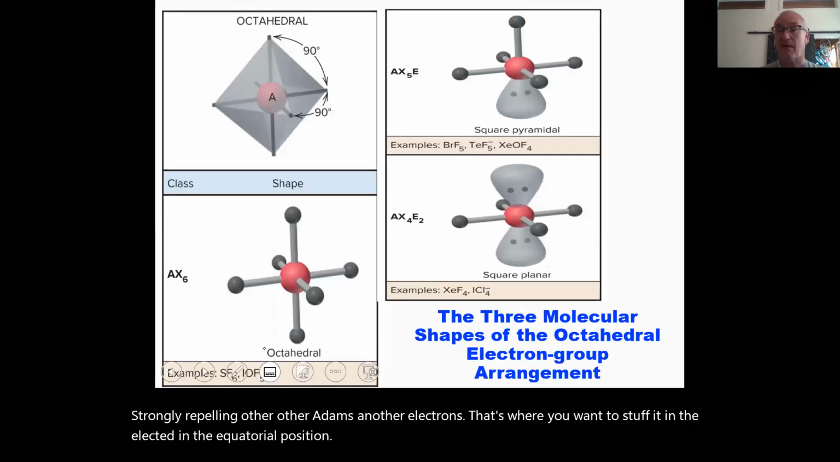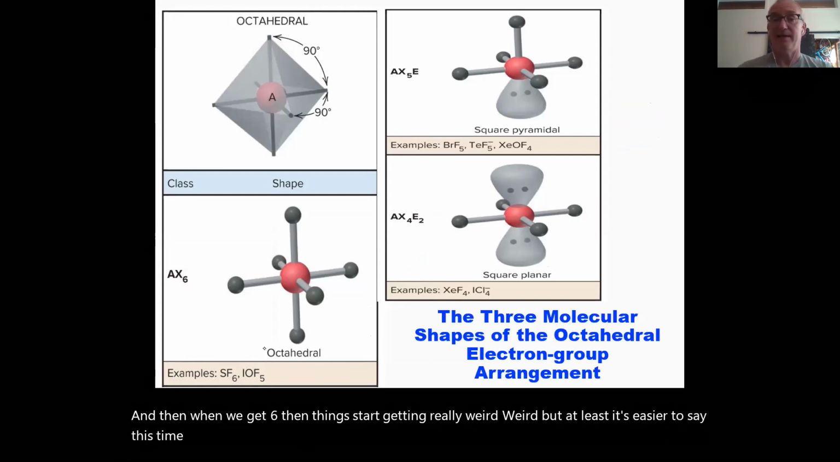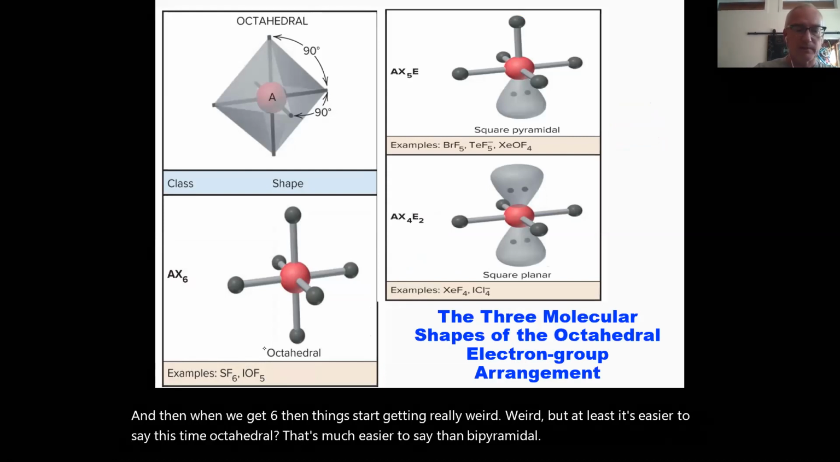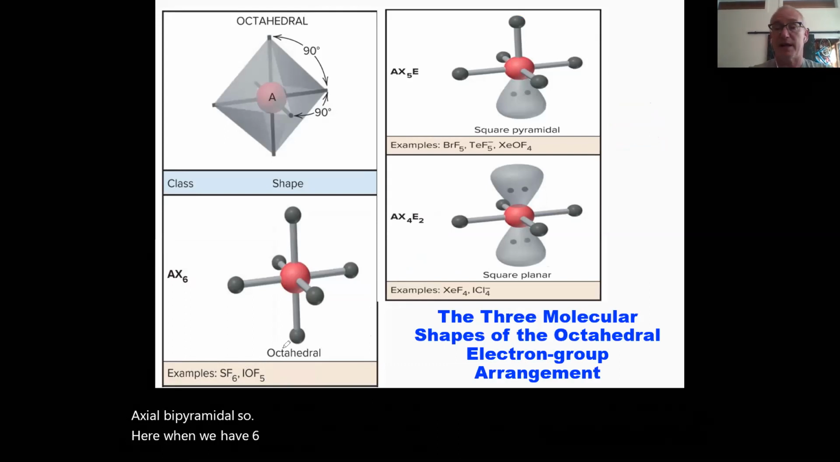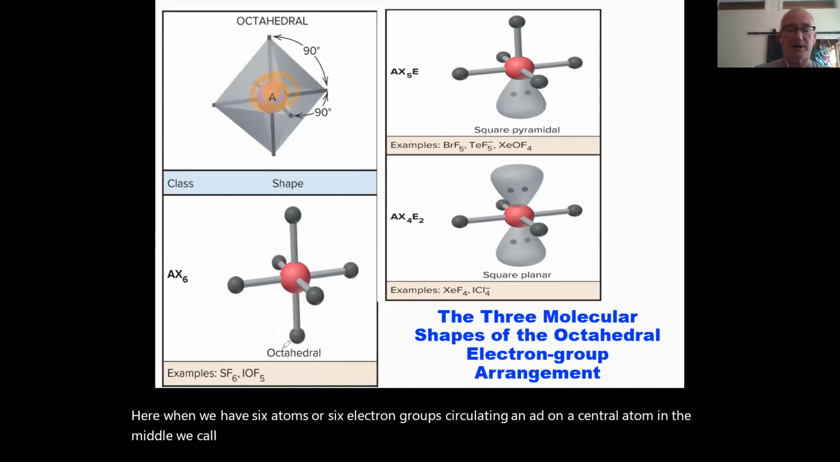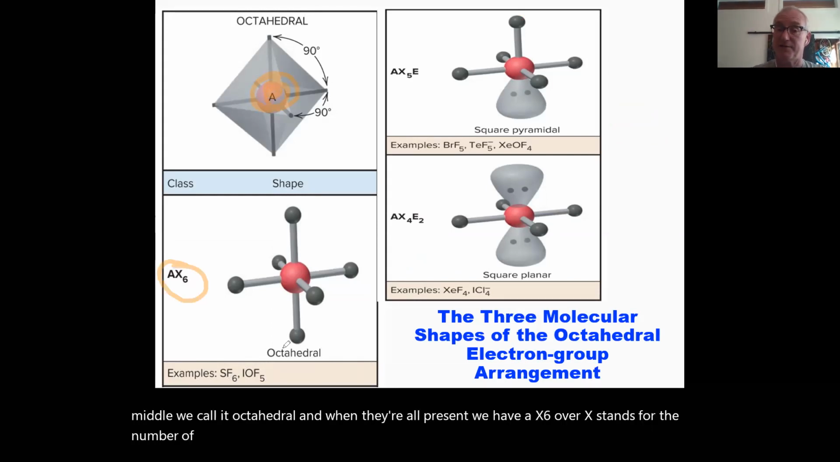And then when we get 6, things start getting really weird. But at least it's easier to say this time. Octahedral, that's much easier to say than bipyramidal, axial bipyramidal. So here, when we have 6 electron groups surrounding a central atom in the middle, we call it octahedral. And when they're all present, we have AX6. Remember, X stands for the number of atoms, and E stands for the number of lone pairs. We have an octahedral, and all the angles are 90 degrees.